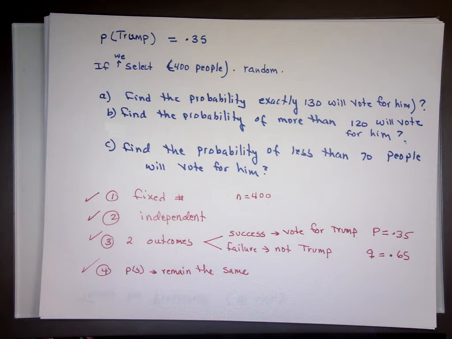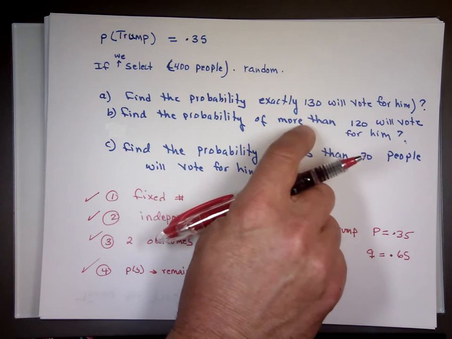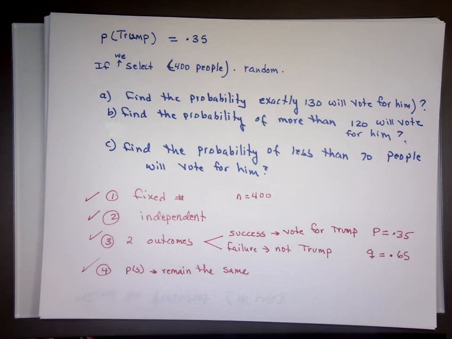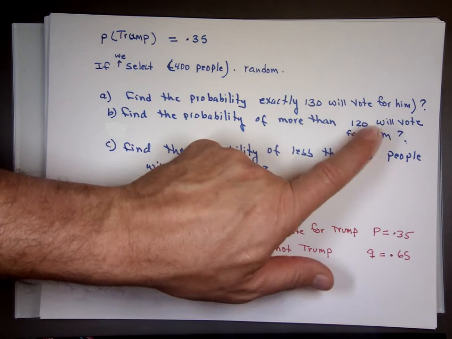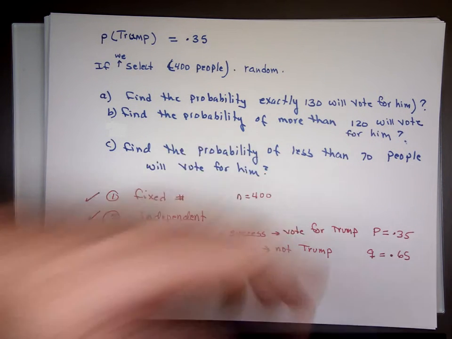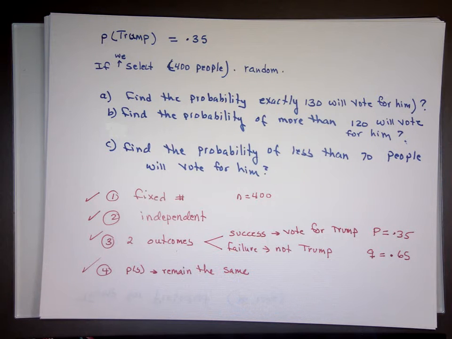The correct way of doing it is really going through binomial, but the problem is that it says more than 120 people will vote for him. That means I have to find the answer for 121, 122, 123, 124, all the way to 400. Unless you can write a program in Excel or use Minitab or some commercial package, you're not going to do this by hand. You'll be there for a few hours, maybe a few days.